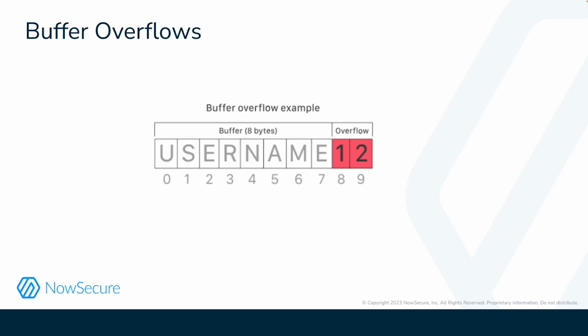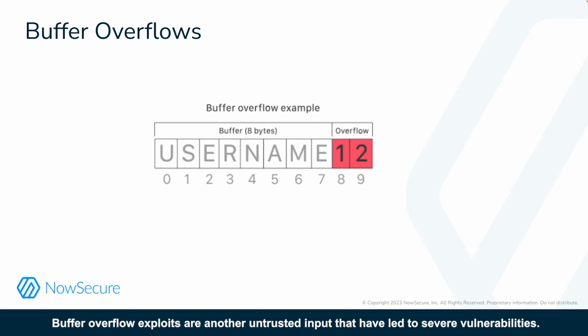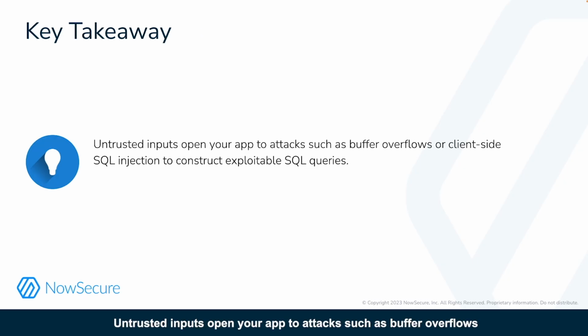Buffer overflow exploits are another untrusted input that have led to severe vulnerabilities. Some vulnerabilities include a major exploit that allowed remote code execution via a specially crafted series of RTCP packets sent to a target phone number. This affected WhatsApp Mobile for both Android and iOS at the time. Untrusted inputs open your app to attacks such as buffer overflows or client-side SQL injection to construct exploitable SQL queries.